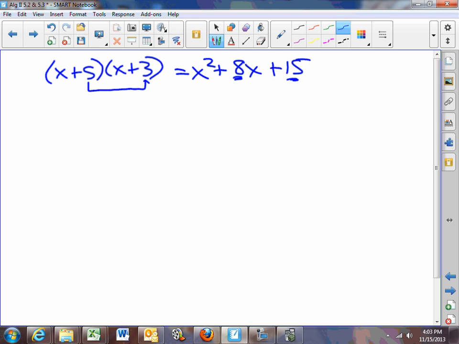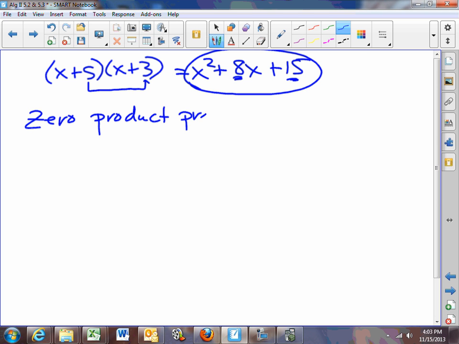So what we're going to be doing many times is looking to see how this FOIL process would have happened when we are given something like this. Okay. Now, why is it important to be able to identify the factors of a polynomial? Well, there's a very, very important concept called the zero product property.